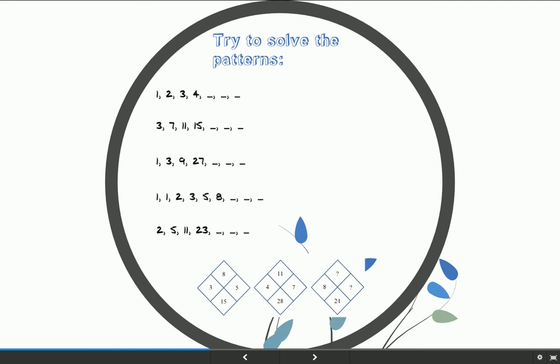If I add 2 and 3, I get 5. So 3 and 5 give us 8. So 5 and 8 would give us 13 here. 8 and 13 would give us 21. And then 13 and 21 would give us 34 for the last one.